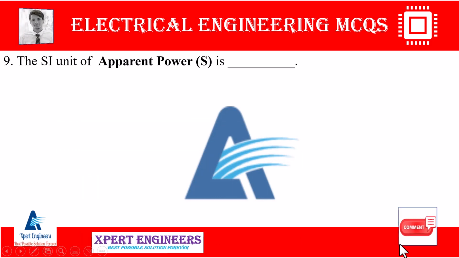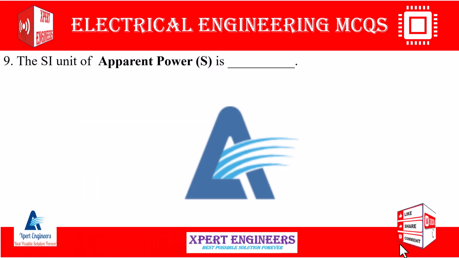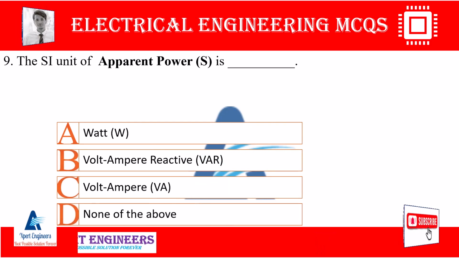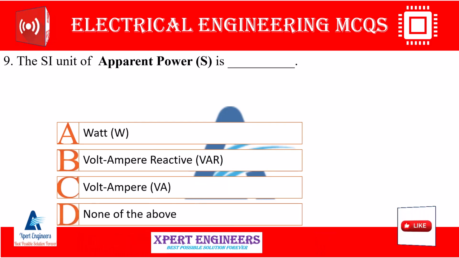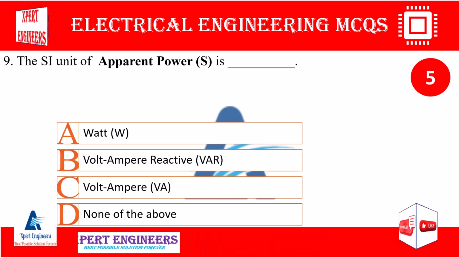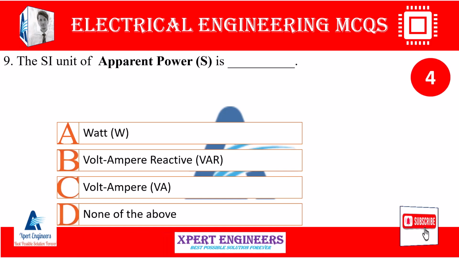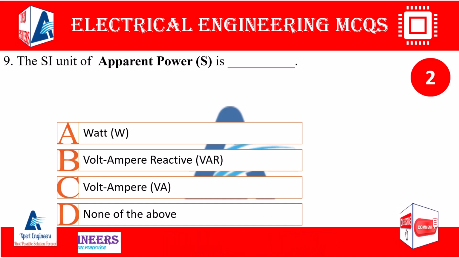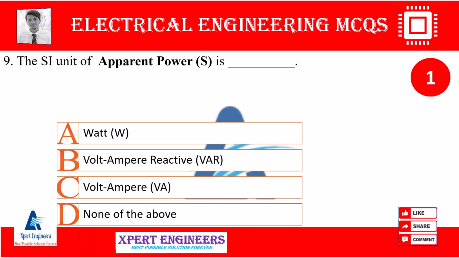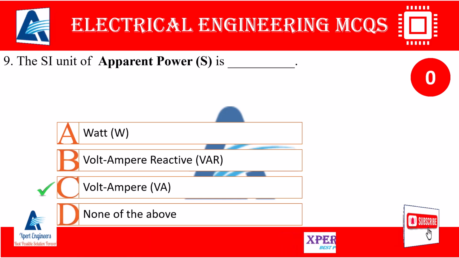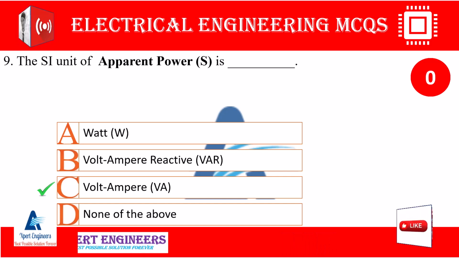Next is the SI unit of apparent power is dash. A. Watt, B. Volt ampere reactive, C. Volt ampere, D. None of the above. The correct option is C. Volt ampere. The SI unit of apparent power is volt ampere.